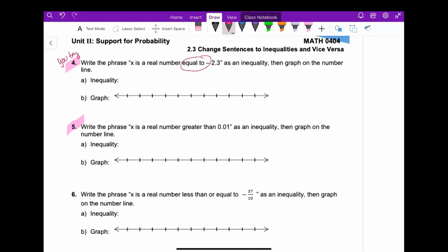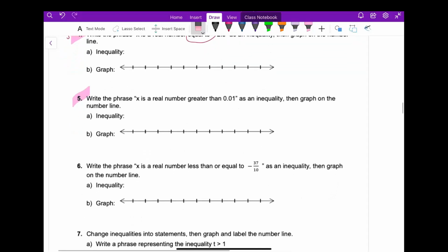So make sure that you are remembering that whenever we do have an equal sign, whether it's like this or like this or like this, we use closed dots. And anything that does not have an equal sign, we use open dots. So be cautious in using the correct symbol. You're going to try number 4 and number 5.